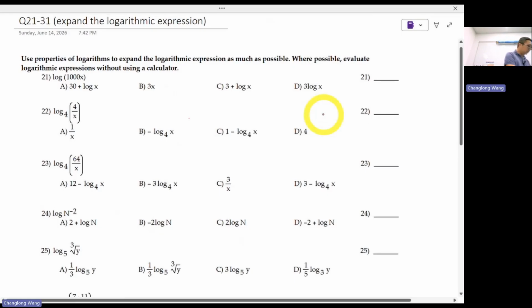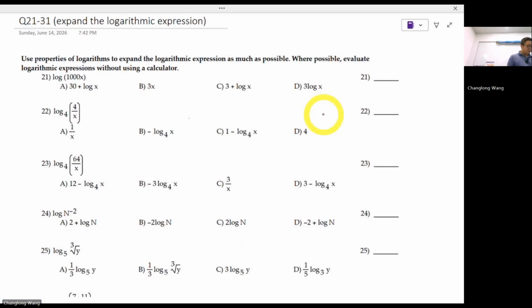Now, the questions from 21 to I think 35 on the packet for chapter 4 are all about condensing and expanding the expressions involving logs. So like I said, the tools we have are the 5 properties on page 2 of the package for chapter 4. So the power rule, the quotient rule, the product rule, right, stuff like that.